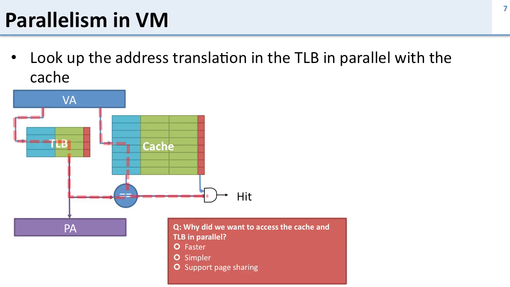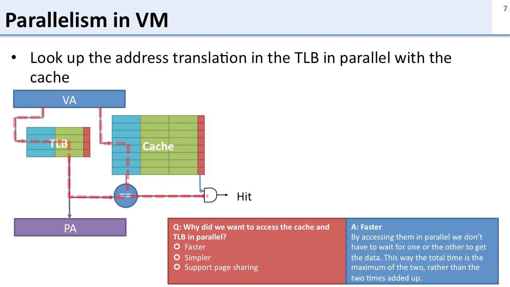So why did we want to access the cache and the TLB in parallel? Well, because it's faster. By accessing them both in parallel at the same time, we don't have to wait for one before going to the other. So we can get faster performance.